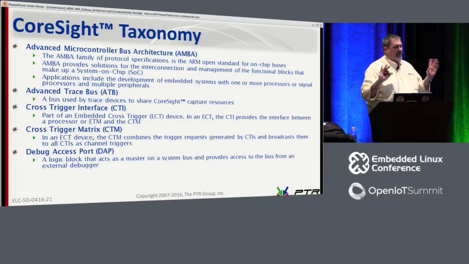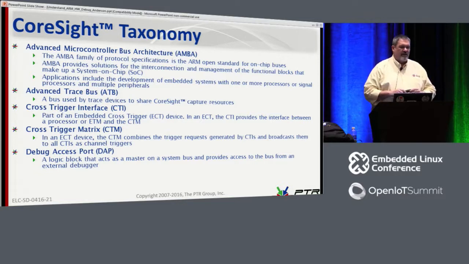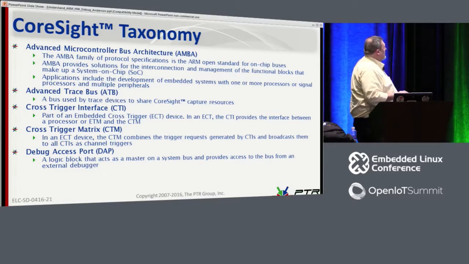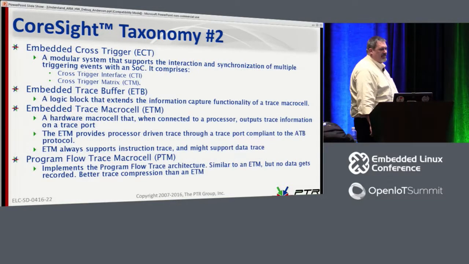There's a lot of taxonomy that goes along with CoreSight. We have the Advanced Microcontroller Bus Architecture. That's the AMBA interface we were talking about just a moment ago. There's a lot of advanced trace bus things, debug access ports, several trigger architectures. We won't go into the details on all of these.